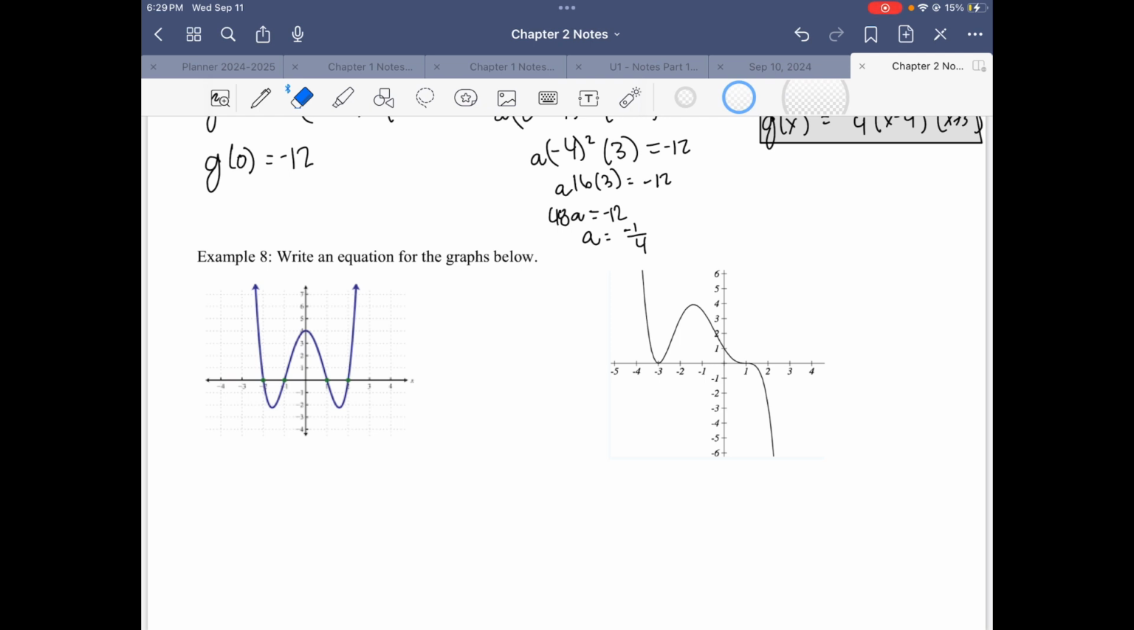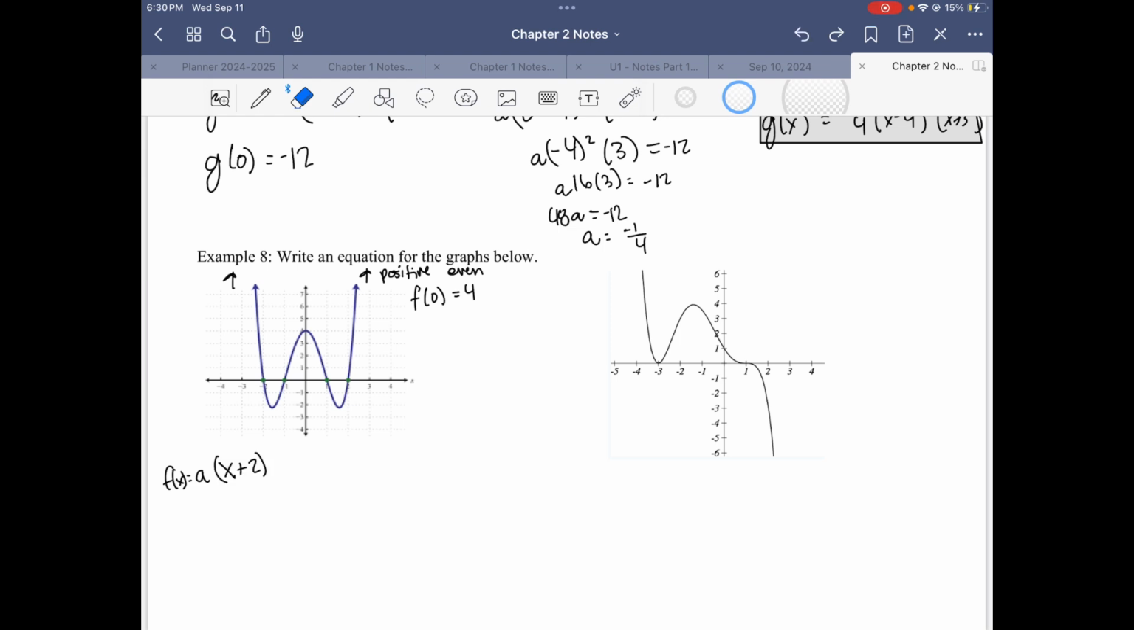So I will always start with looking at end behavior. These are both going up. Because they're both going up, that tells me that we're dealing with a function that has a positive even leading term. We also know from this graph that f of 0 equals 4 because that's where my y-intercept is on the graph. So in order to write this function, f of x, we don't know our leading term right now.